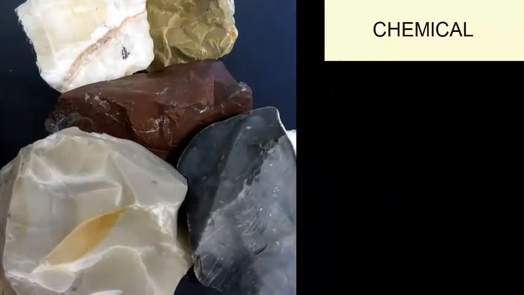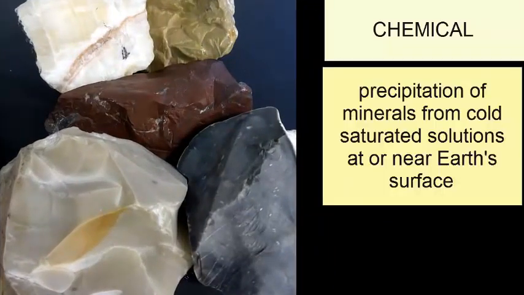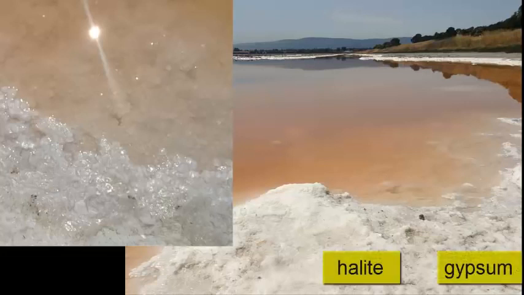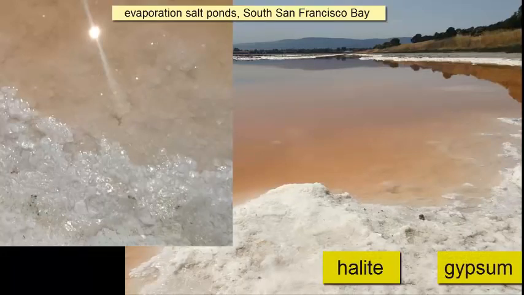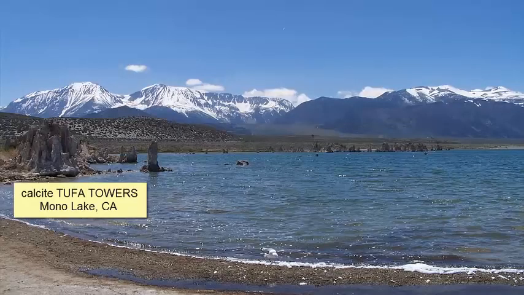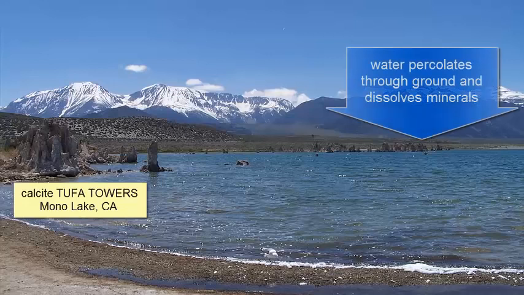What kind of minerals precipitate out of cold, supersaturated fluids at or near Earth's surface? Calcite and quartz. Add to that halite and gypsum, which precipitate when salt water evaporates, either in shallow coastal lagoons or ponds in warm, dry climates, or when salty lakes evaporate in the desert. Calcite and quartz most commonly precipitate from solutions that are percolating through sediment just below the surface.